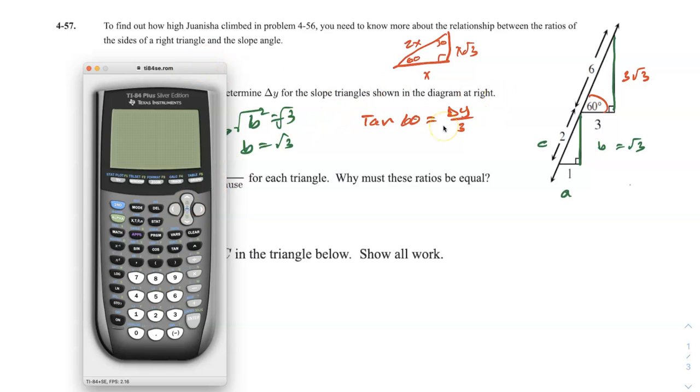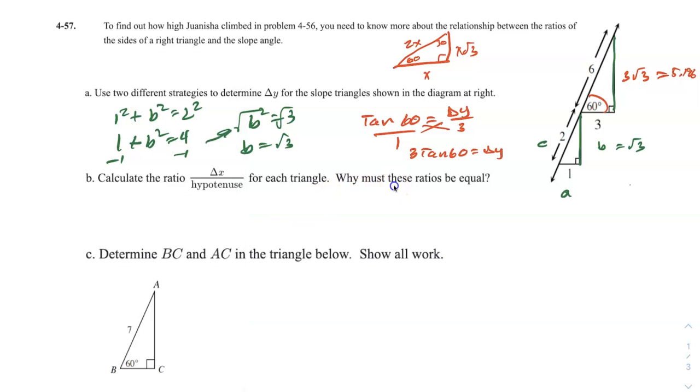So I can cross multiply. 3 tan of 60 equals delta y. Put that in my calculator. 3 times tan of 60. And I get 5.196. So I'll show you now it's the same thing as 3 radical 3. If I do 3 radical 3, alright, so same answer.